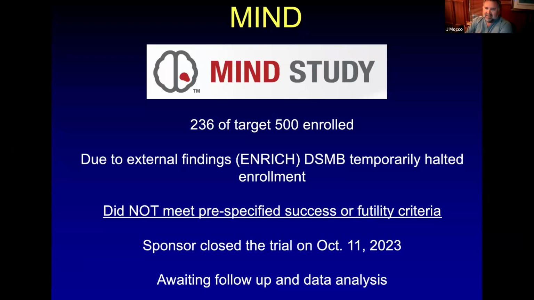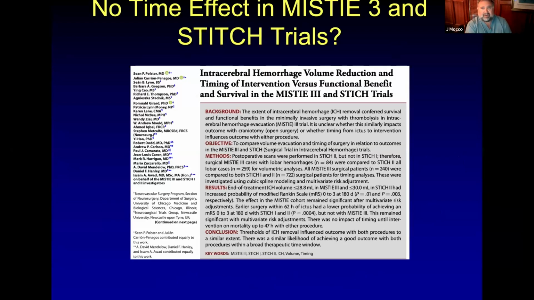When ENRICH came out, the DSMB did an interim analysis of some sort, and they therefore halted. It's important to note they did not meet pre-specified futility or success criteria. And in fact, this was instead a sponsor-chosen closure of the trial due to the external data. This data was recently presented. They also found a signal for time suggesting earlier surgery was beneficial.